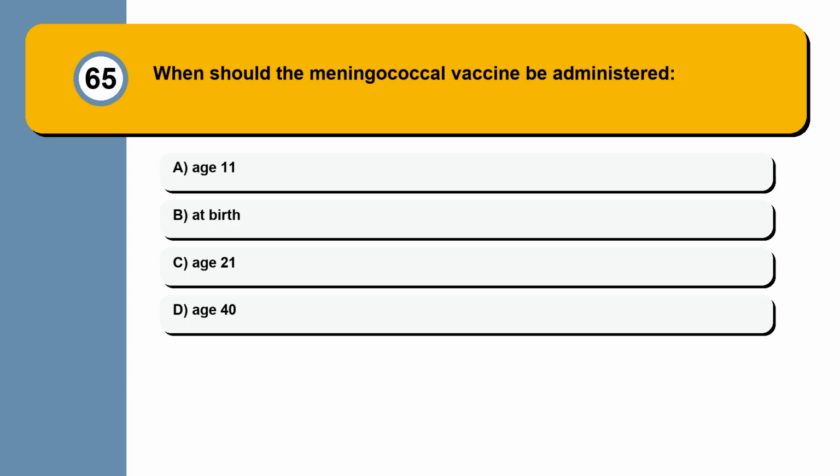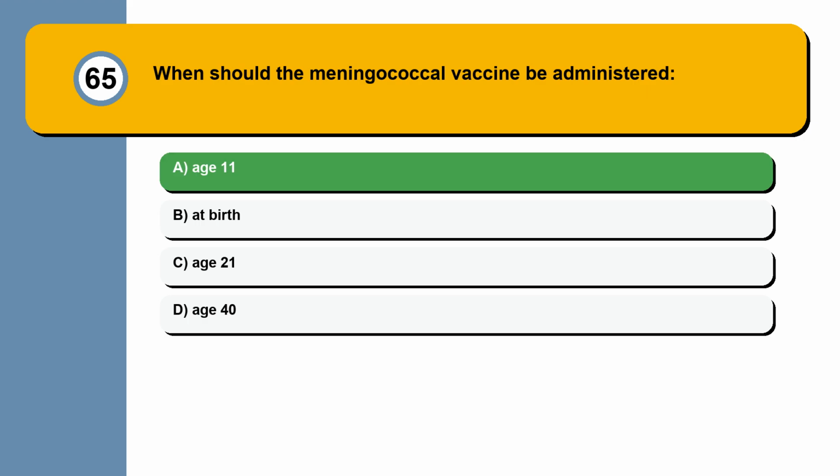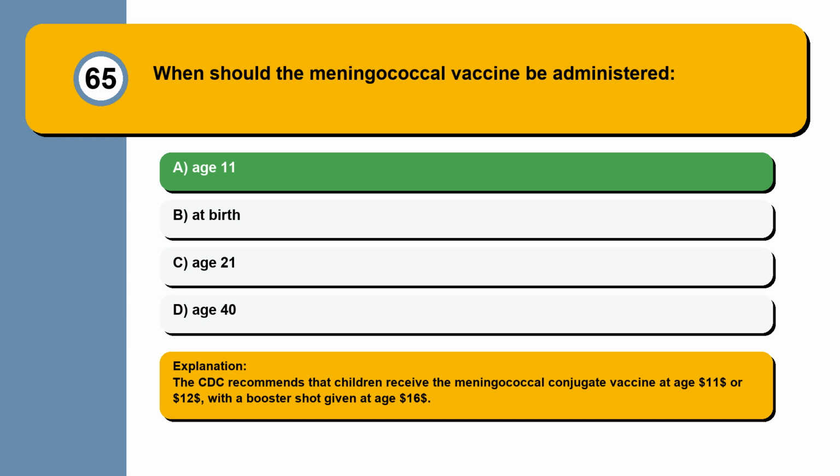Question 65. When should the meningococcal vaccine be administered? Here are your options. Option A, age 11. Option B, at birth. Option C, age 21. Option D, age 40. The correct answer is option A, age 11. Explanation. The CDC recommends that children receive the meningococcal conjugate vaccine at age 11 or 12, with a booster shot given at age 16.